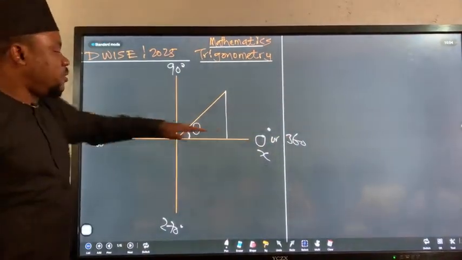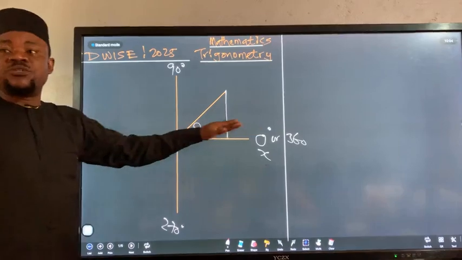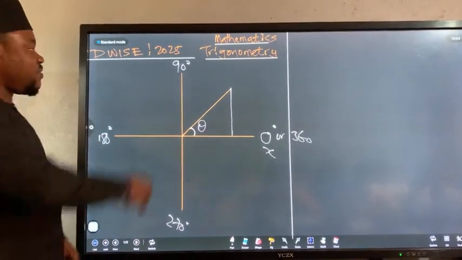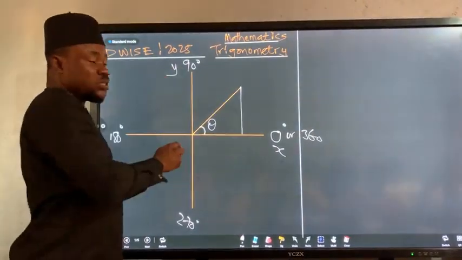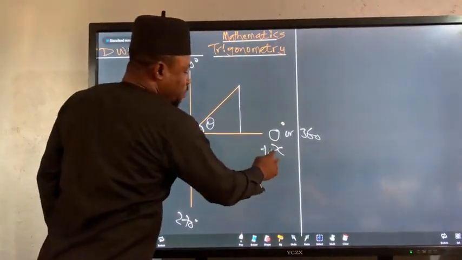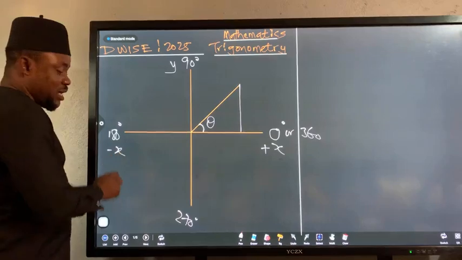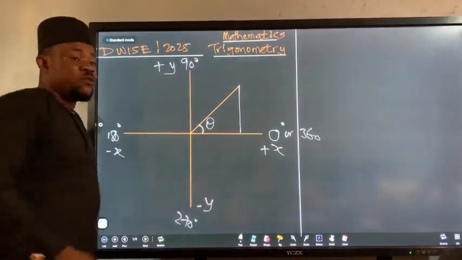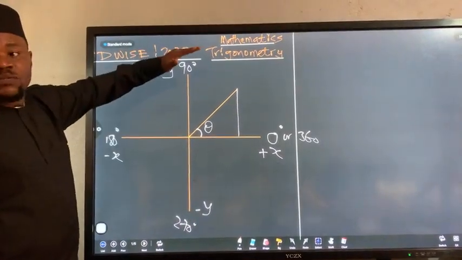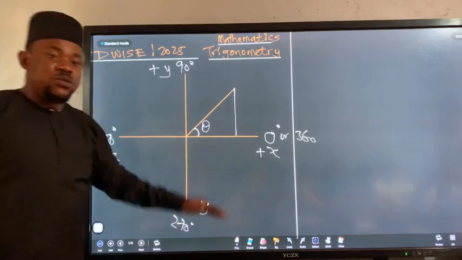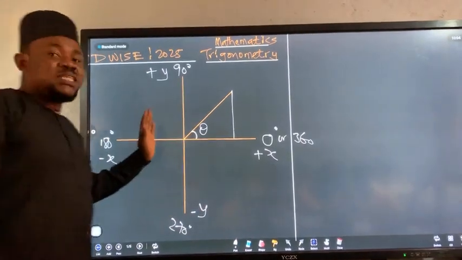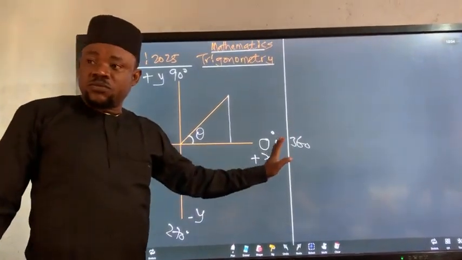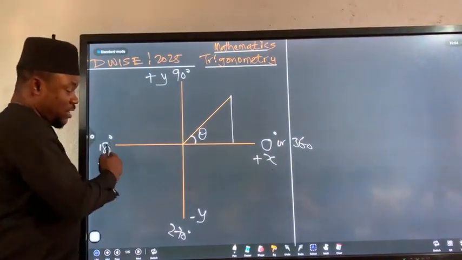We already know that the horizontal line represents the x-axis, right? And the vertical line represents the y-axis. On this side, x is positive. On this side, x is negative. Down here, y is negative. Up here, y is positive. So every time we are above the line, y is positive. Every time we are below the line, y is negative. Anytime we are to the right of the line, x is positive. Anytime we are to the left of the line, x is negative.